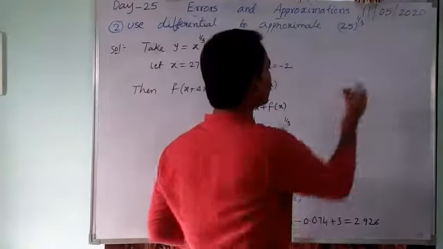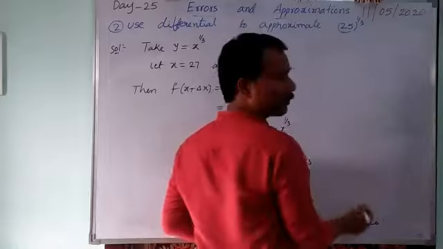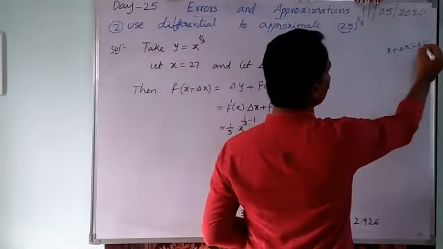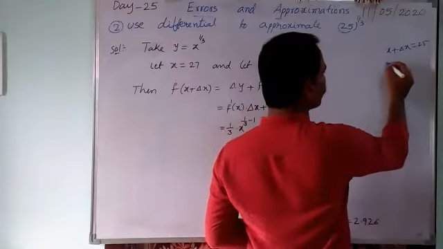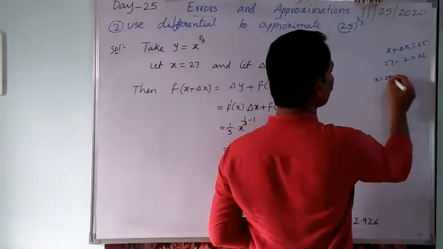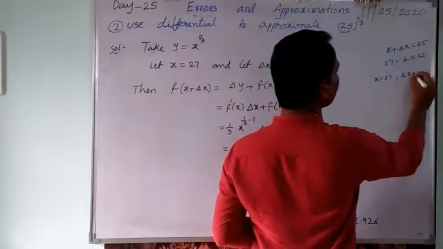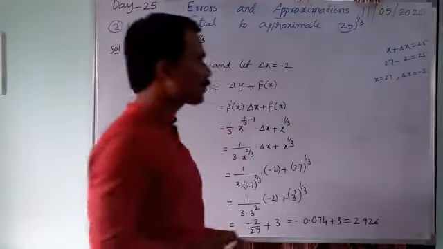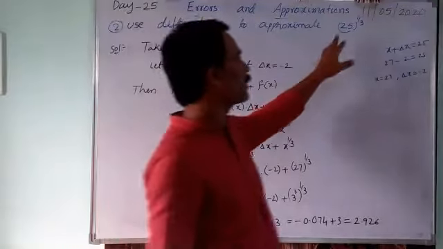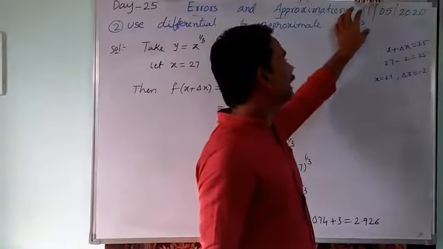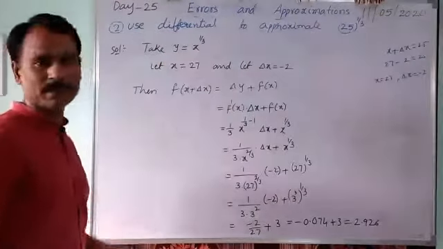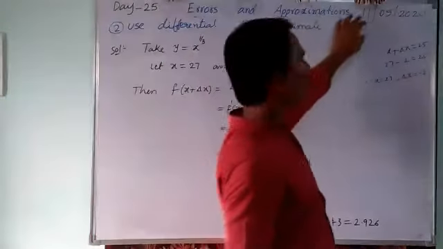Whatever type of number he gives, always keep in mind that he will give the x + Δx value. 25: what did I write? 27 minus 2 is equal to 25. That means x is equal to 27 and Δx is equal to minus 2. The x + Δx value is 25. But it looks like one function, so take y equal to x to the power 1/3.